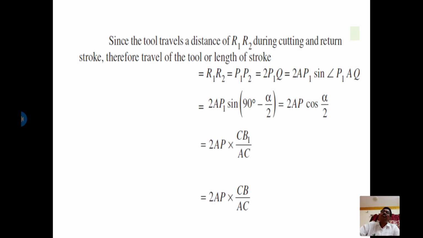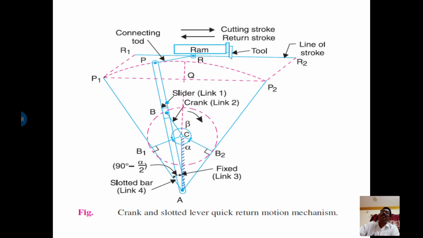Now, this is the traveling distance or length of the stroke. The travel of the tool, or length of the stroke, is R1 R2, equal to P1 P2, equal to 2 P1Q, that is nothing but 2 AP1 sin angle P1AQ. Angle P1AQ is 90 minus alpha by 2, so sin of 90 minus alpha by 2 is cos alpha by 2. Substituting, 2 AP cos alpha by 2 is 2 AP into CB1 by AC, or 2 AP into CB by AC. This is the value you calculate, along with the time ratio of cutting stroke to return stroke.